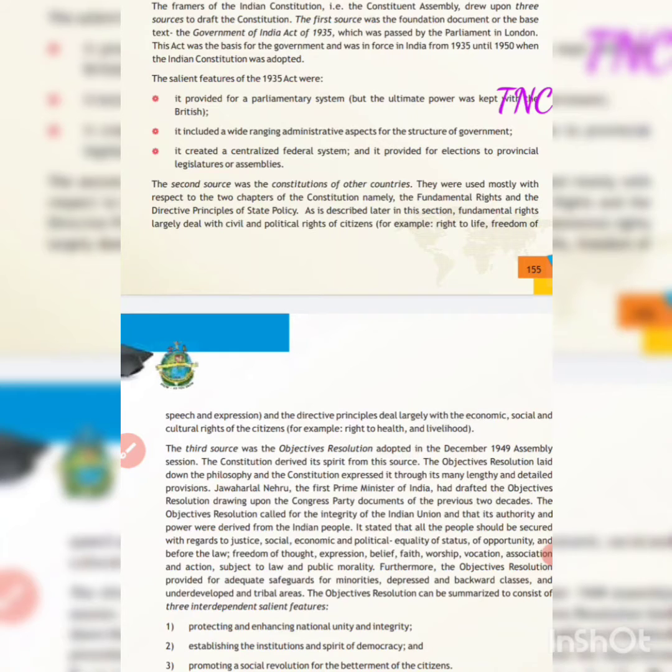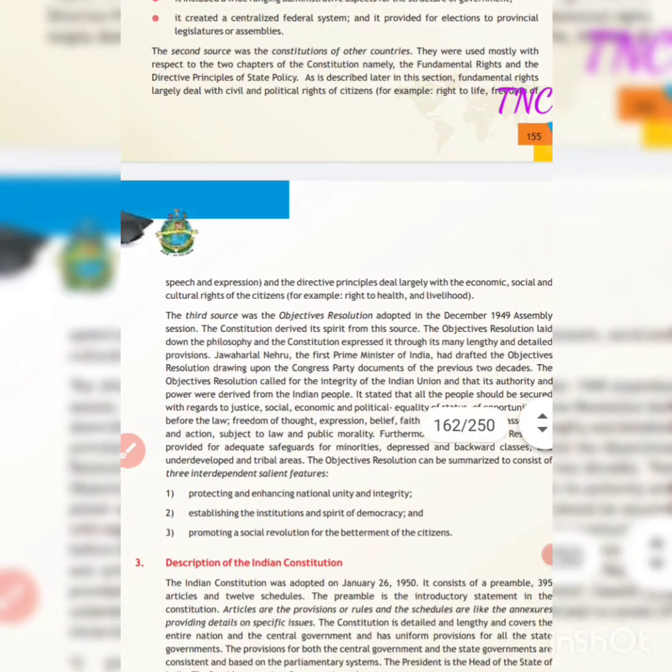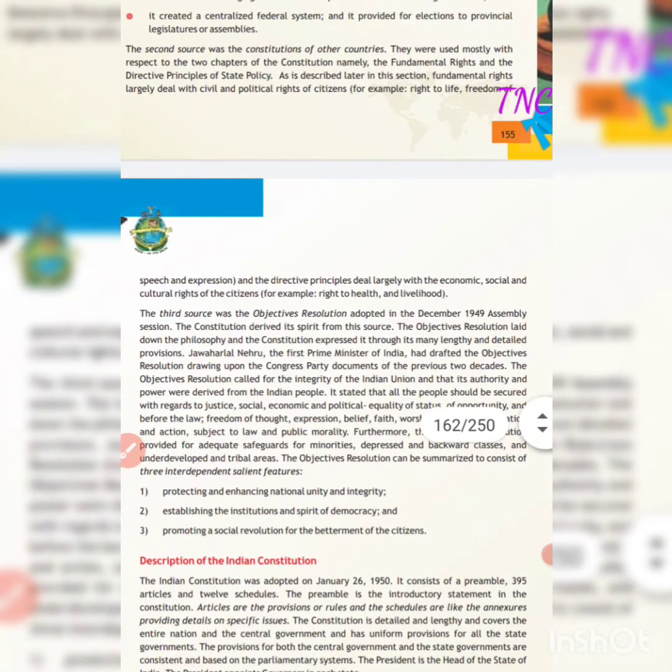Fundamental rights largely deal with civil and political rights of citizens. Right to life, freedom of speech. You know what all fundamental rights are, how many fundamental rights there are in India, what all they carry. You have a general idea of all these things that you may have studied in your earlier classes in civics.